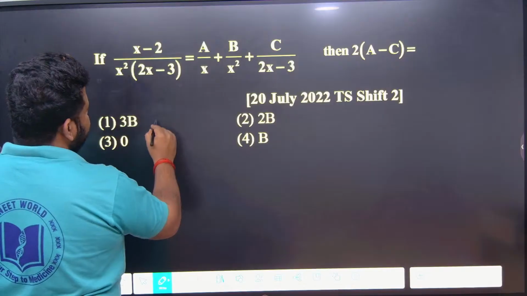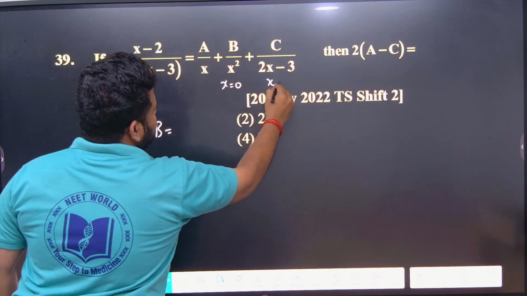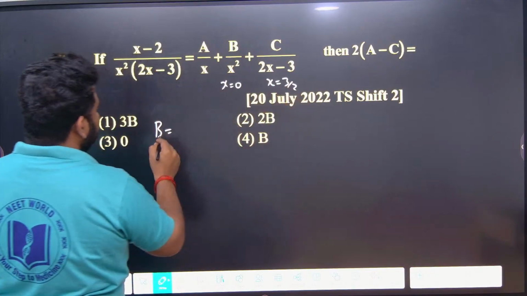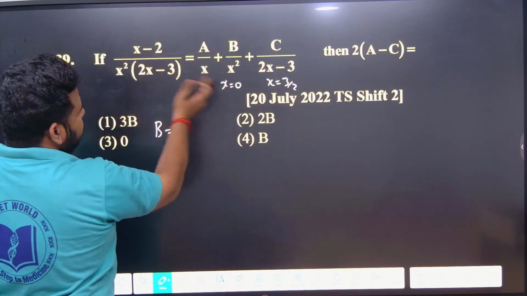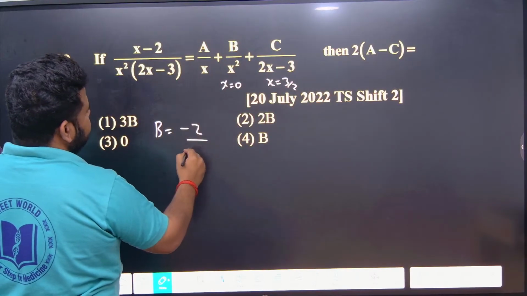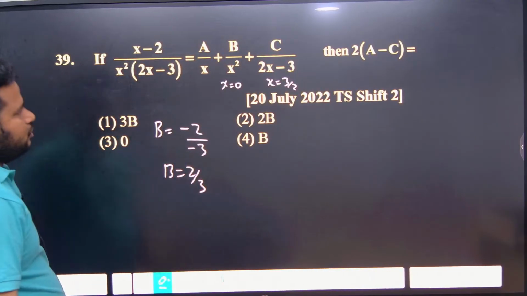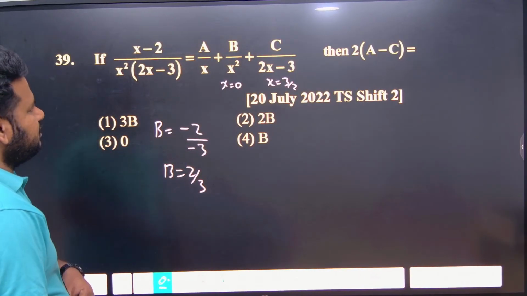To find out b, close this and put the remaining terms. Just put the value of x equal to 0. So it will be minus 2 divided by minus 3. So b value will be equal to 2 by 3. Now I want to find out the c value.